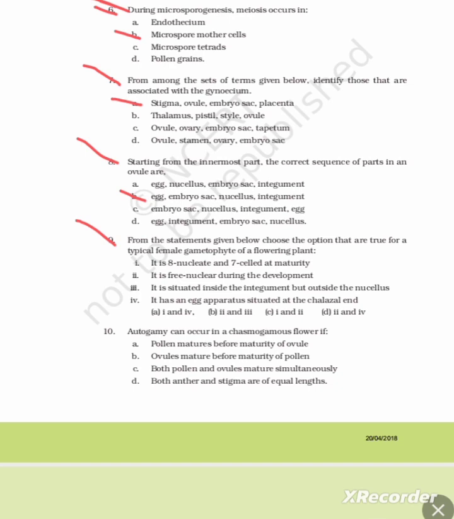Ninth question, from the statements given below, choose the options that are true for typical female gametophyte. You know very well, female gametophyte means embryo sac. So for embryo sac, as you know, embryo sac is 8 nucleate and 7 celled, and in embryo sac the endosperm develops by free nuclear division. So the correct option for this question is option C. Statement 1 and statement 2 are right.